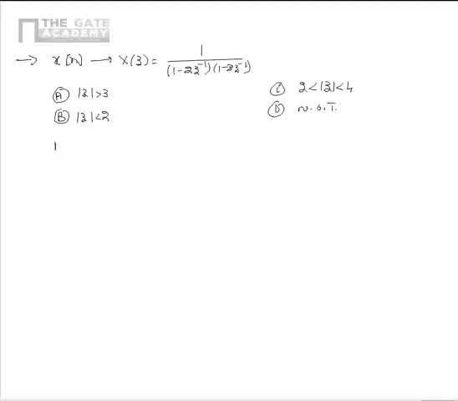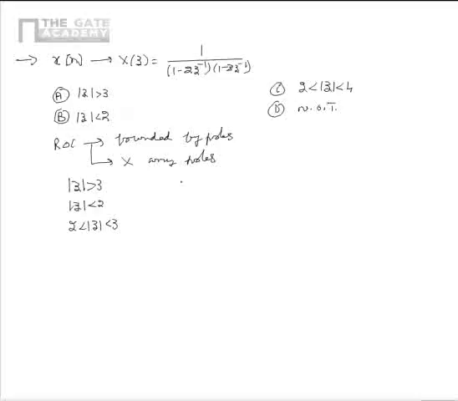We know that the ROC should be bounded by poles and shouldn't contain any poles. From this, we can say that the possible ROCs of X(z) are |z| greater than 3, |z| less than 2, and 2 less than |z| less than 3. From this, we see that option C doesn't correspond to the ROC of X(z). So the correct option is C.